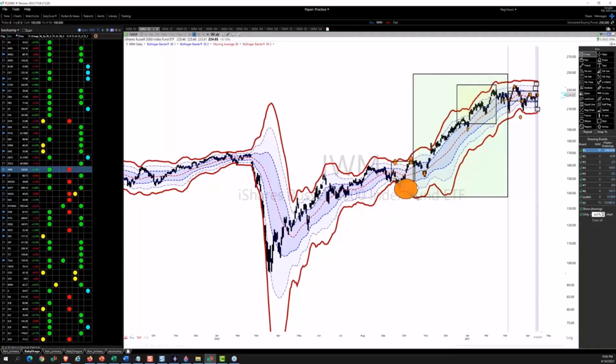That was a move from 140 to 230, a 60% move from here to here, whereas this was a move from 170 to 100, which was a 40% sell-off. So yeah, that hurts, but there's 70%.